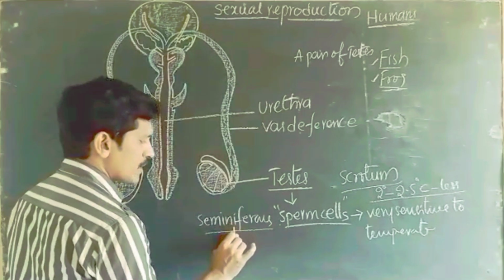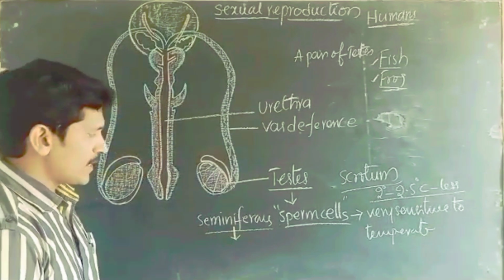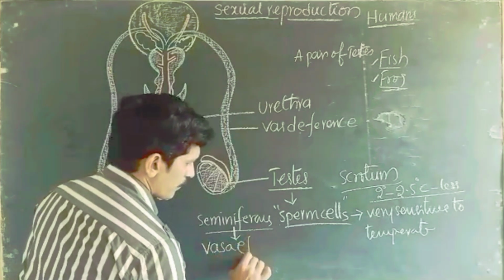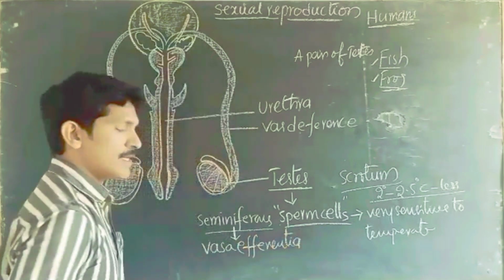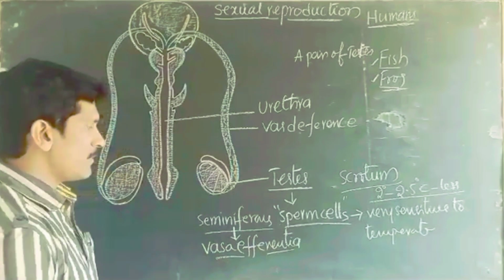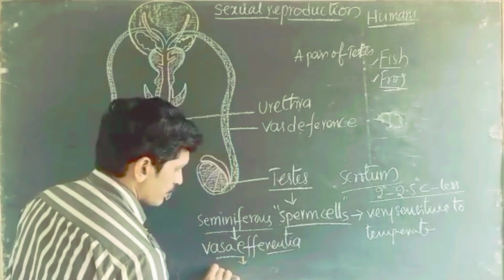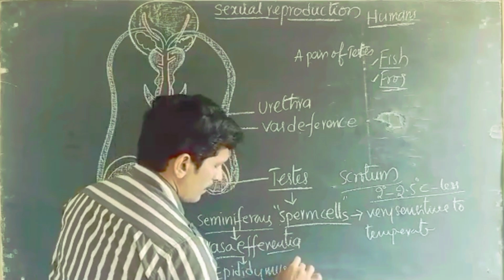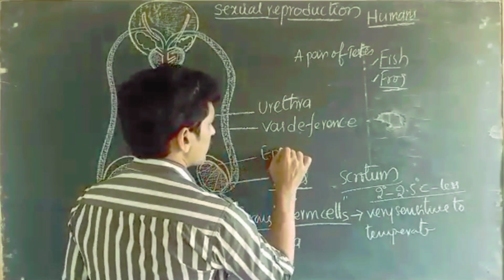And after the production of the male gametes, the seminiferous tubules send them to the next tube-like structures called vasa efferentia. Vasa efferentia is a connecting tube between the seminiferous tubules and the next part, the epididymis. Here we can observe the structure of the epididymis.